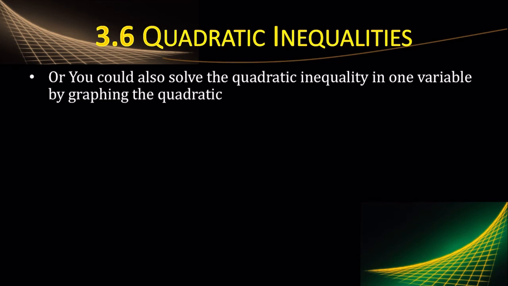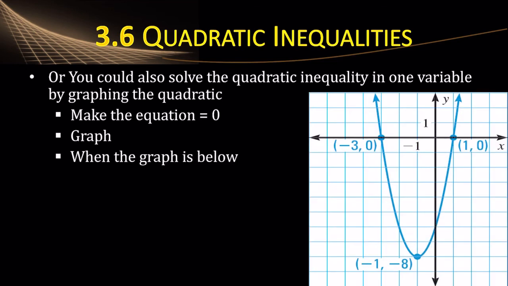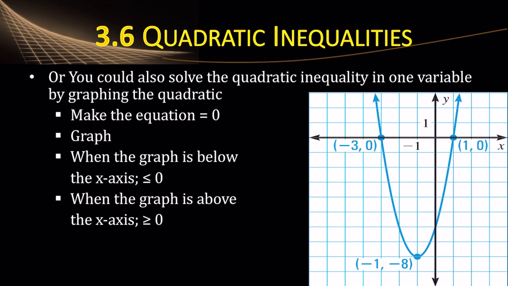If you want a shortcut, we could do a shortcut. We could solve the quadratic inequality in one variable by graphing the quadratic. So you make it equal to 0, you graph it. When the graph is below the x-axis, that's when it's less than or equal to 0. When it's above the x-axis, that's when it's greater than or equal to 0.